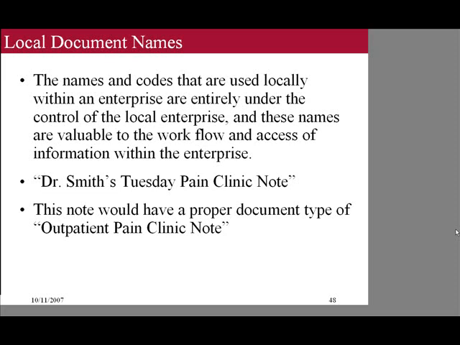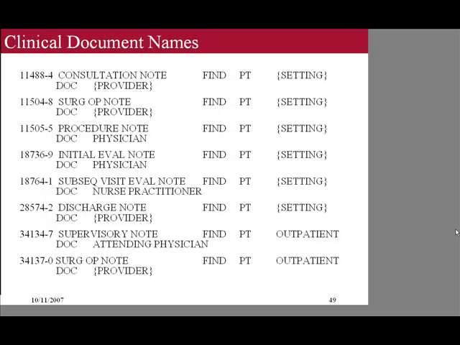So some of the clinical document names are just consultation notes, surgical op note, procedure note, initial evaluation note, subsequent visit evaluation note. And you're seeing in this example the use now of the curly braces instead of the XXX. So here, that consultation note is saying this code is one that is a consultation note, and if it's important for you to know whether it's an inpatient or outpatient consultation, you would set the setting as a separate pre-coordinated part in the message.